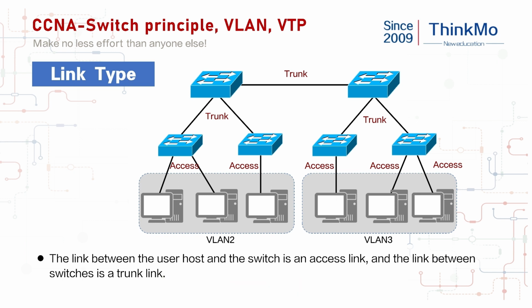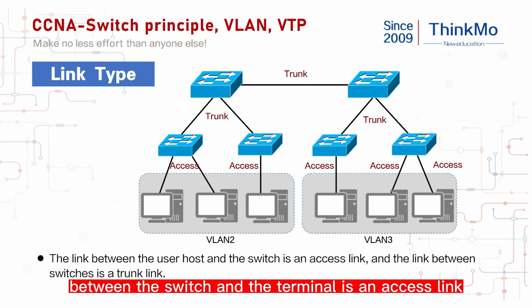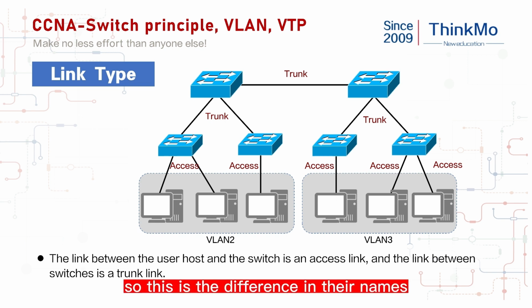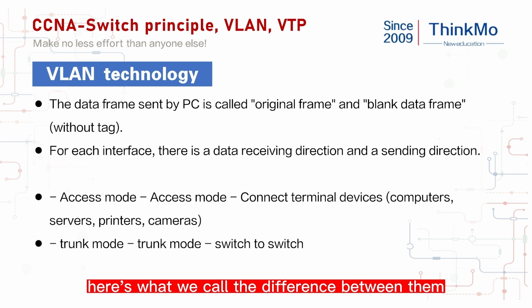So for us, where data flows through, it is equivalent to a trunk between switches. The connection between the switch and the terminal is an access link, which only runs its own traffic. So this is the difference in their names. Let's talk about trunk mode. Simply put, it is switch to switch. Here's what we call the difference between them.